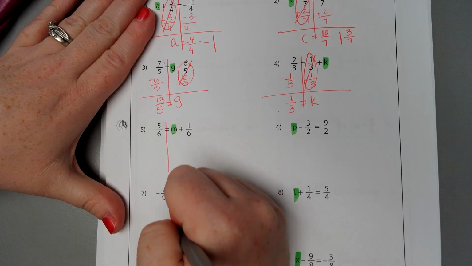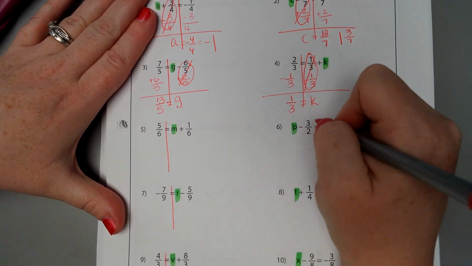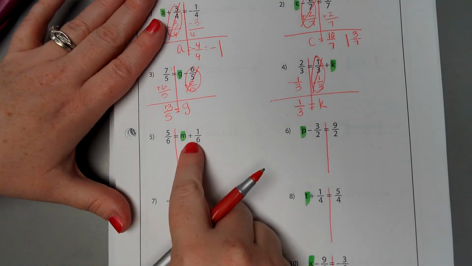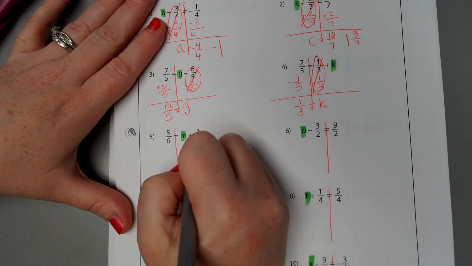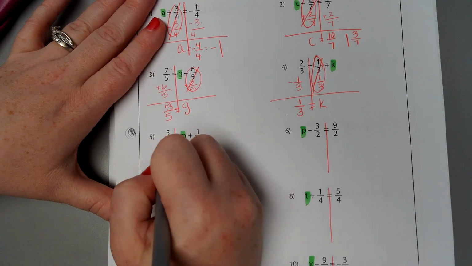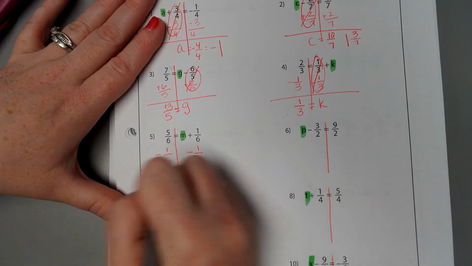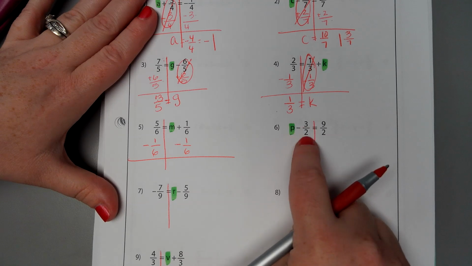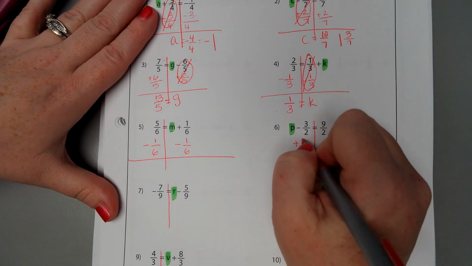So my suggestion is to draw a line down each of them. And since this is a plus, you're going to have minus 1/6 on both sides. And you're going to get your answer. Since this one is a negative or a minus 3/2, you're going to do the opposite, which is plus 3/2.